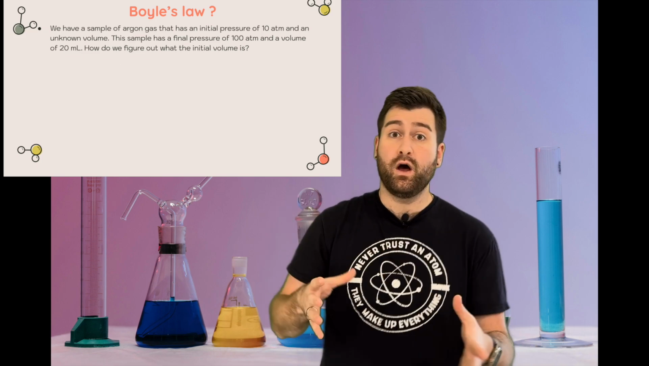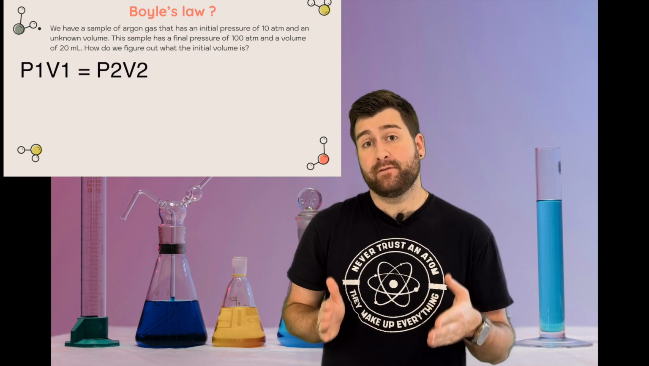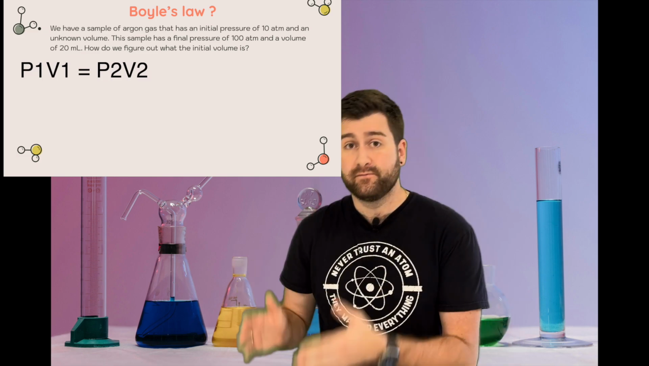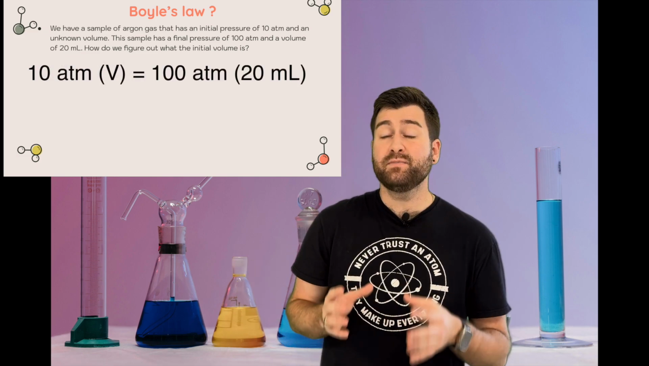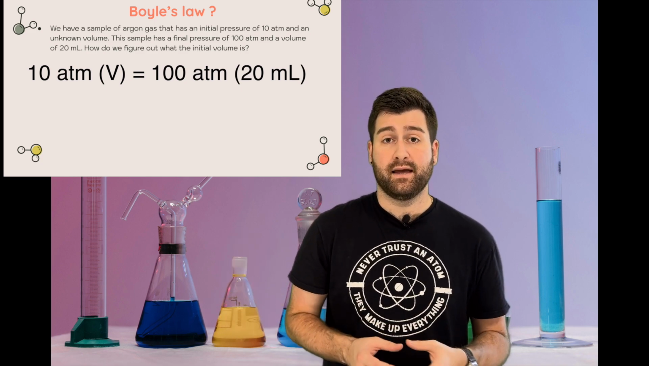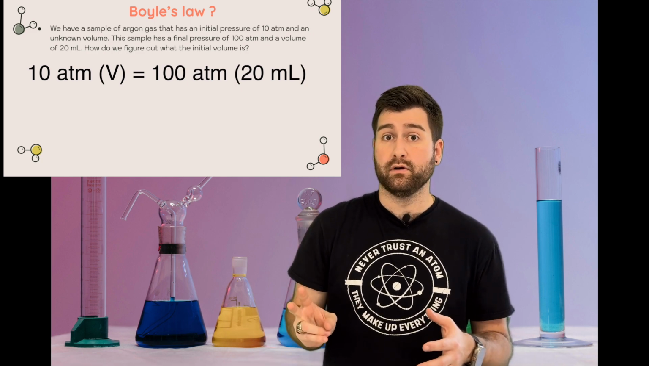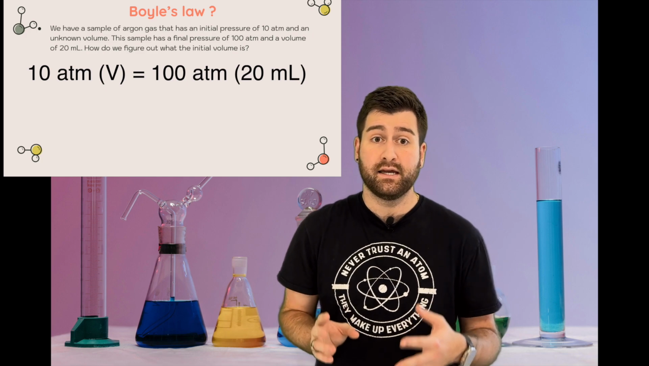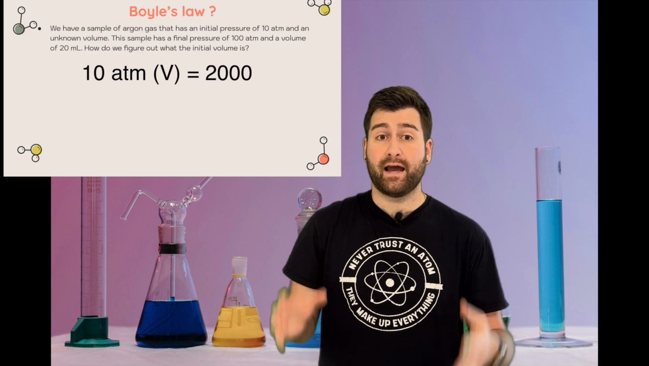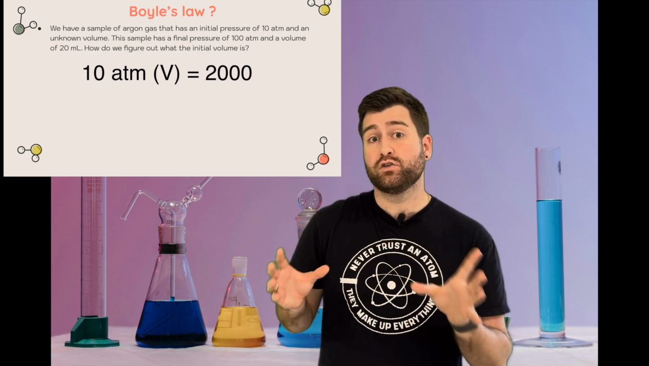Now that we know what is what, we can just plug it into our formula. Remember, the formula is P1V1, initial pressure times initial volume, equals P2V2, final pressure times final volume. This means that we have 10 atm times V equal to 100 atm times 20 milliliters. To start, let's take the two known numbers, the 100 and the 20, and multiply them together. 100 times 20 is equal to 2,000. Now we have 10 times V equals 2,000.